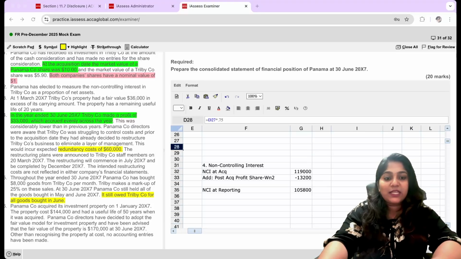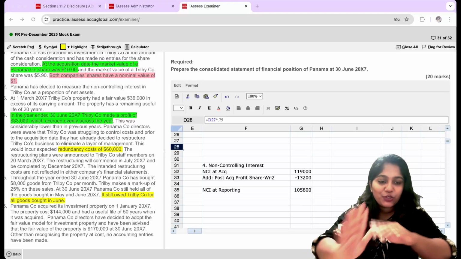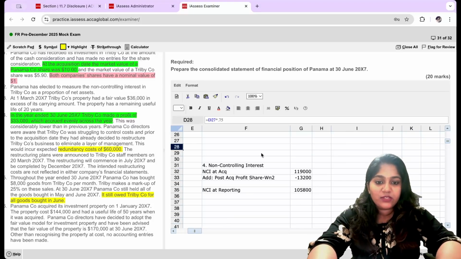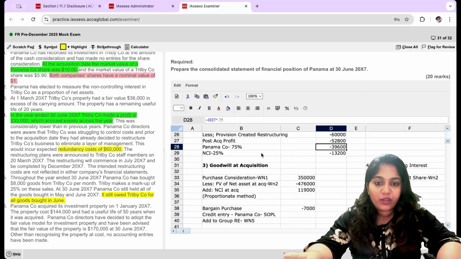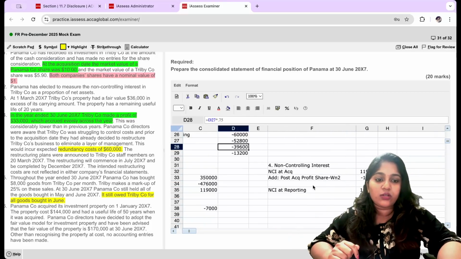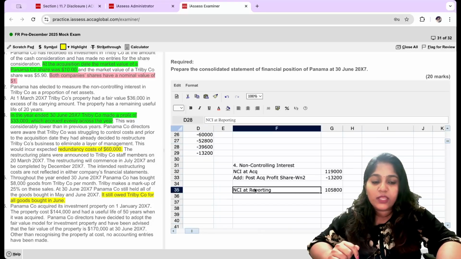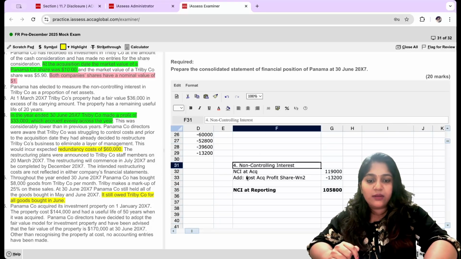See, automatically it gets changed. That's the reason I always tell you guys, give the reference. Now I have not made any changes. Automatically it has changed. So always give the reference so that it is quite easy for us. So there's a post acquisition loss of 52,800. In that I give 75% to Panama company, 25% to non-controlling interest. So non-controlling interest at reporting will be 105,800.